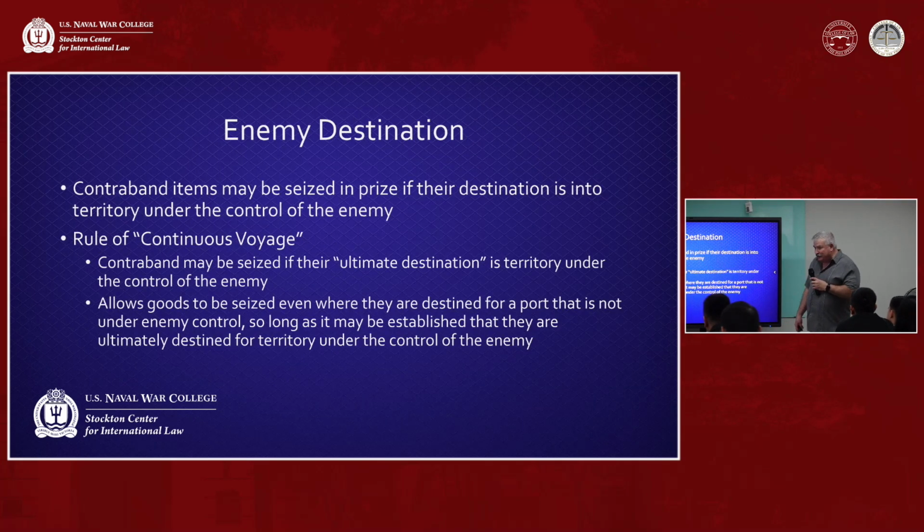Enemy destination: the contraband that can be seized in prize if the destination is into the territory under enemy control. And you have this rule of continuous voyage, that the contraband can be seized if their ultimate destination is the territory under the control of the enemy. So if you have a ship that's going to port A, and those goods from port A are then going to be transferred over to the belligerent, the vessel and cargo could be seized while it's en route to port A because of this continuous voyage rule.